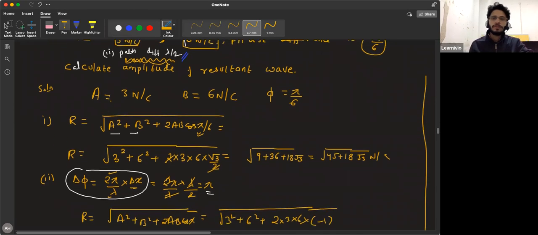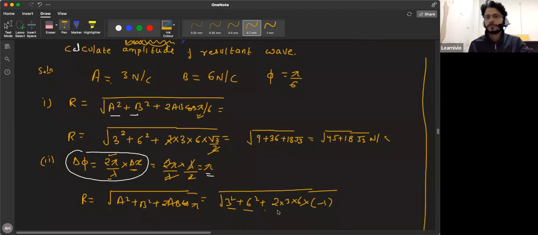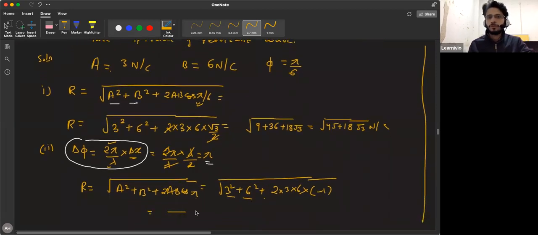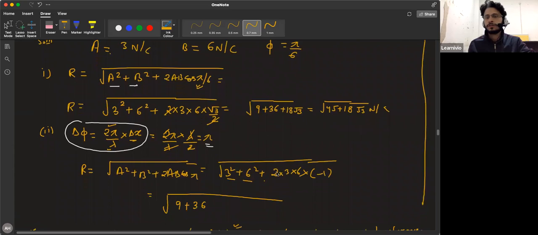See, the formula is A square plus B square plus 2AB cos pi. Instead of phase difference, we'll use pi, cos pi. So this will be 3 square plus 6 square plus 2 into 3 into 6. How much is cos pi? Cos pi is -1. So this will be root over 9 plus 36, 6 into 18 is 36, minus 36. 36 will cancel this 36. It's root over 9. And how much is root over 9? That's 3 Newton per coulomb.